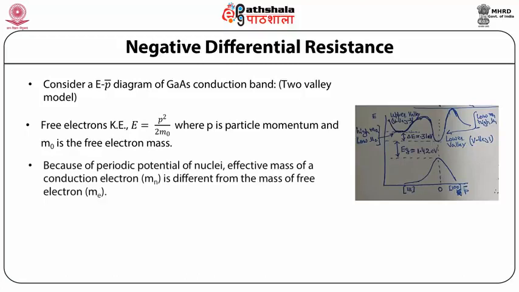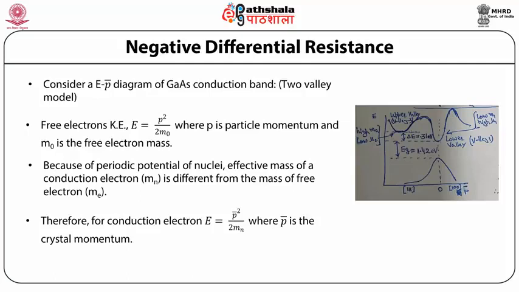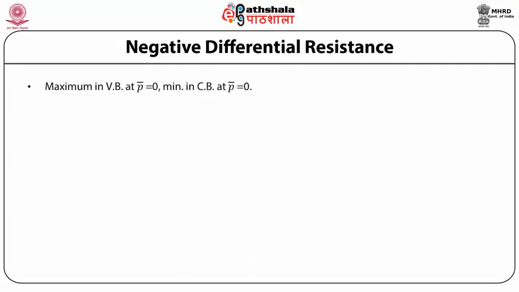Because of the periodic potential of the nuclei, the effective mass of the conduction electron Mn is different from the mass of a free electron Me. Therefore, for a conduction electron, E is equal to P bar square by 2Mn, where P bar is the crystal momentum. So the maximum in the valence band is at P bar equal to 0, and the minimum in the conduction band is at P bar equal to 0.